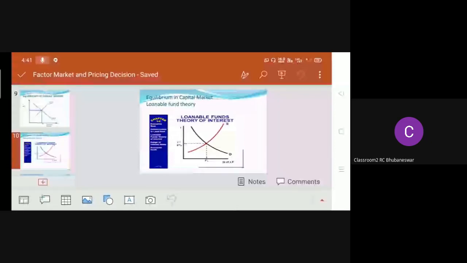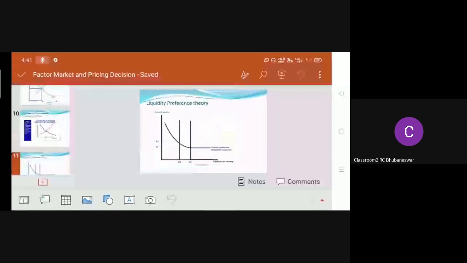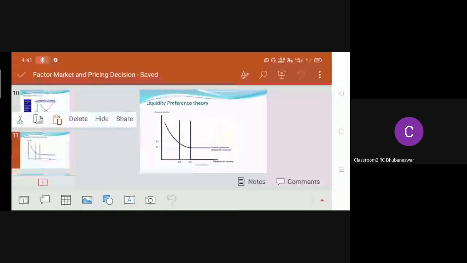Next, come to the next slide. Okay, next theory of interest. The next theory is the liquidity preference theory. In case of liquidity preference theory, the loanable fund theory was a classical theory. The classical economists defined the loanable fund theory, but the liquidity preference theory was defined by John Maynard Keynes.